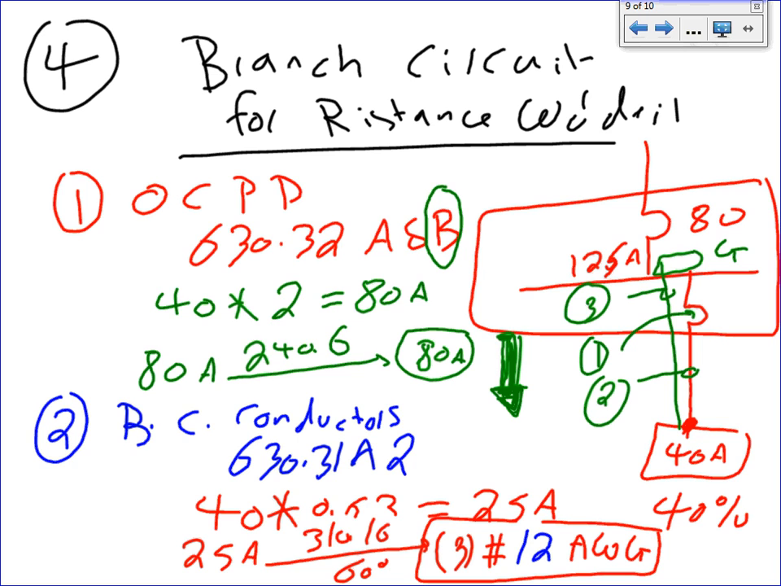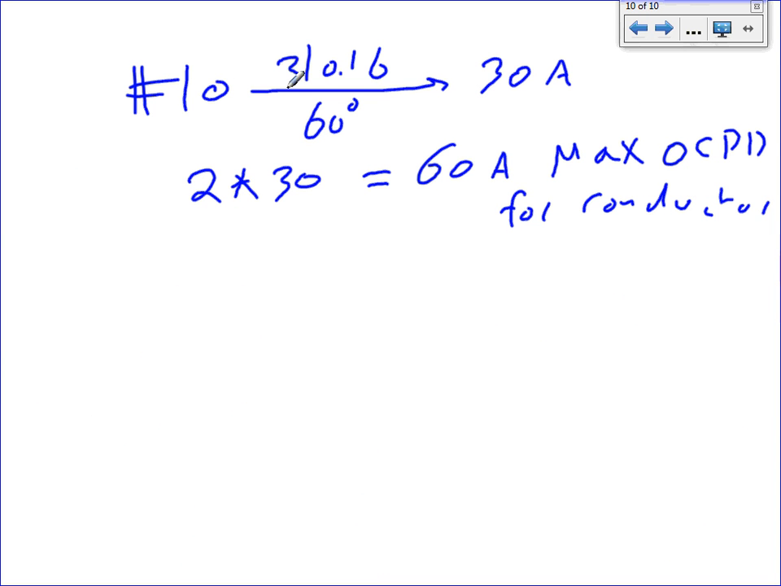So let's go to number 12 here, just strictly based on the table. What can number 12 give you? I know it's going to change here. Number 12, guys, how much can number 12 give you? Number 12 conductor can give you 25 amps. If you multiply 25 by 2, you get 50 amps. 50 amps is the maximum overcurrent protection device for this conductor under these circumstances.